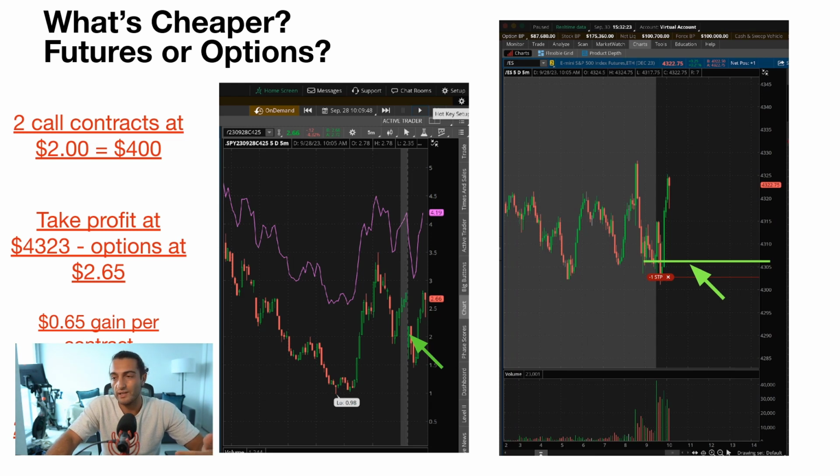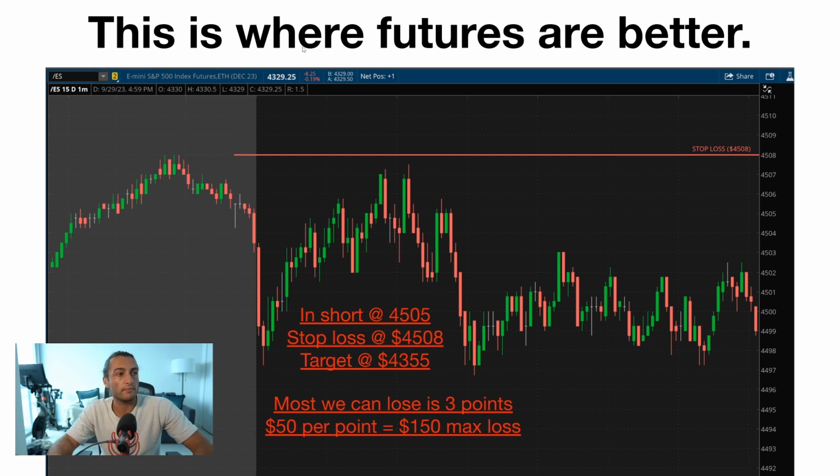When the market's not really having a clear direction, you're still able to catch these 10, 20 point swings on the S&P and make a lot of money. Whereas with the options, they didn't really go up as much. Okay. So next thing, this is also another example of where the futures are better.